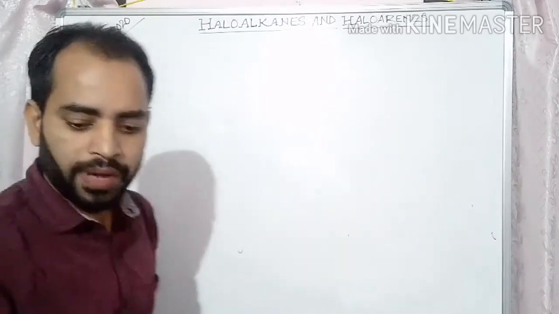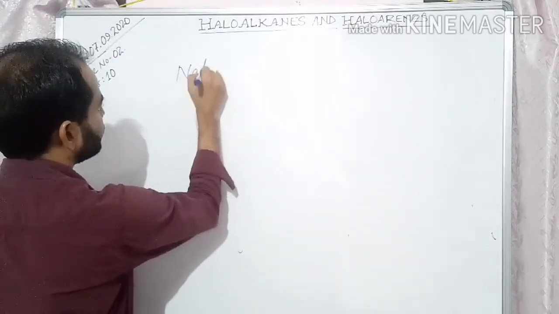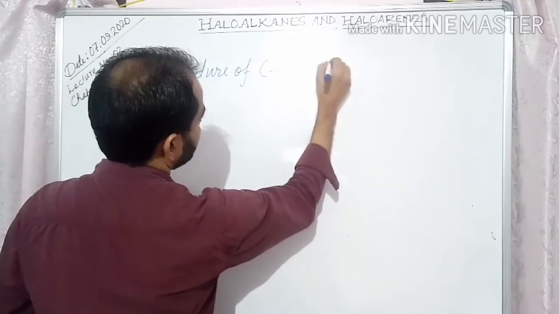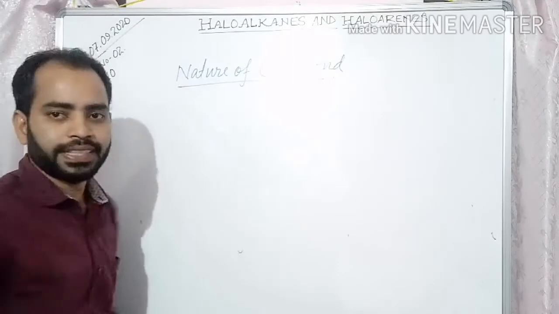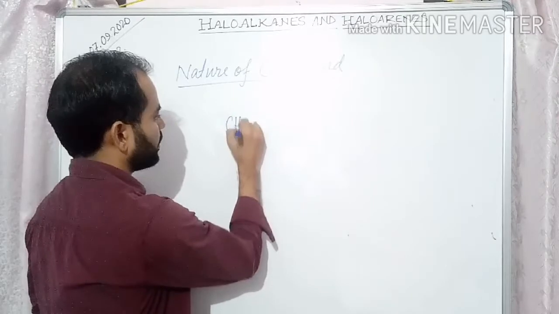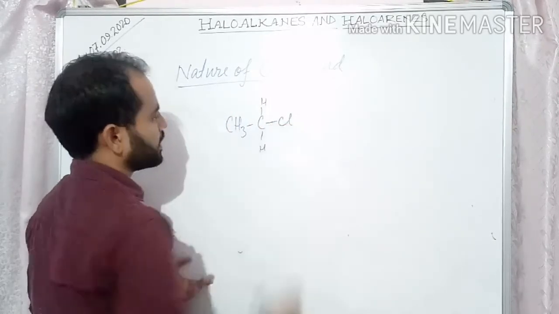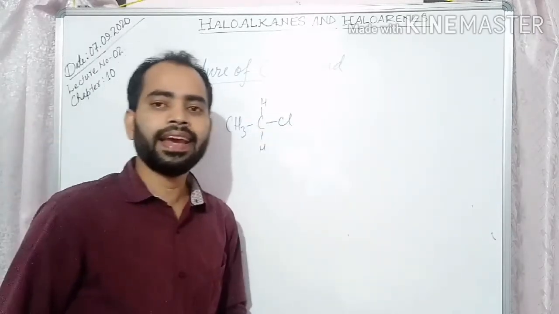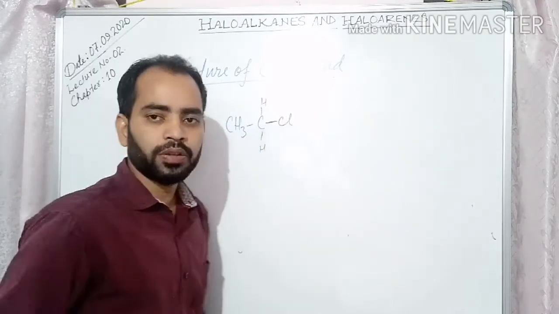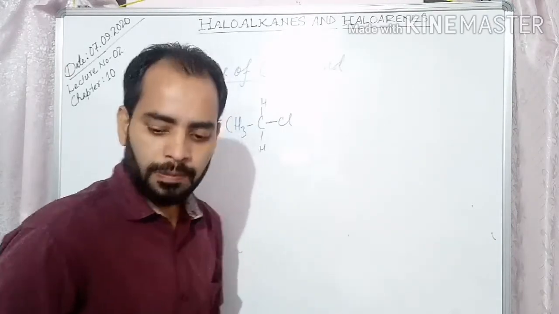So this is all about nomenclature. Next topic is the nature of the C-X bond. For example, CH3CH2Cl. So we can see in a haloalkane or haloarene molecule, there is a bond between carbon and halogen. Carbon and halogen. So we have to study about that bond.